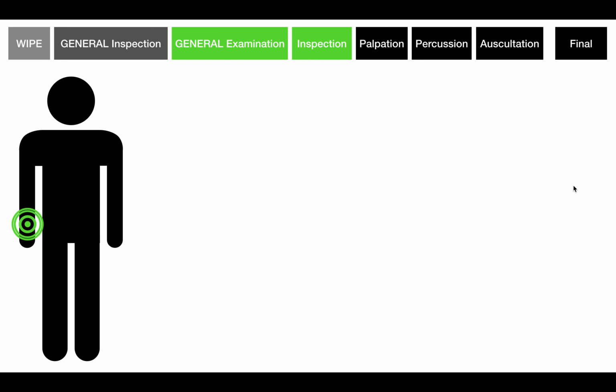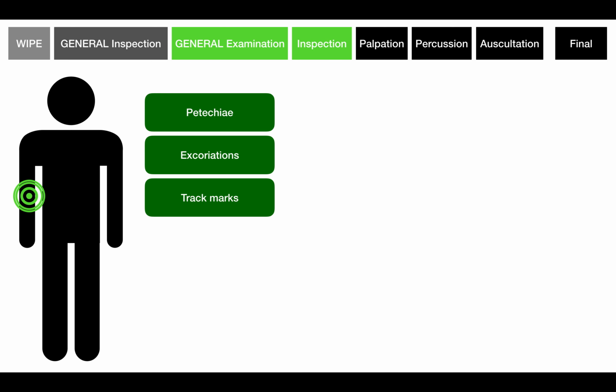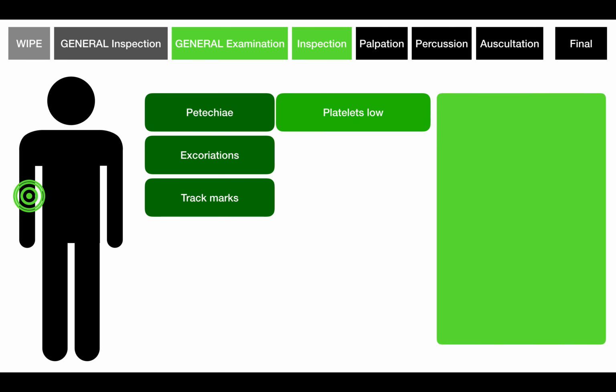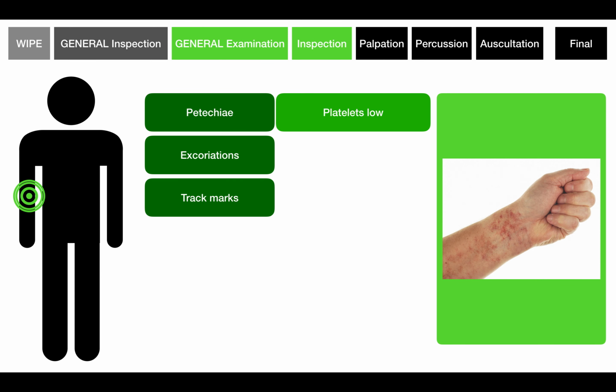Okay? So let's move on to the arm itself, and we're looking for three different things. I can never pronounce this word: petechia or petechiae. It's where you have low platelets and you get this sort of spotty type bleeding. So this is what it would look like on the upper limb, for instance.